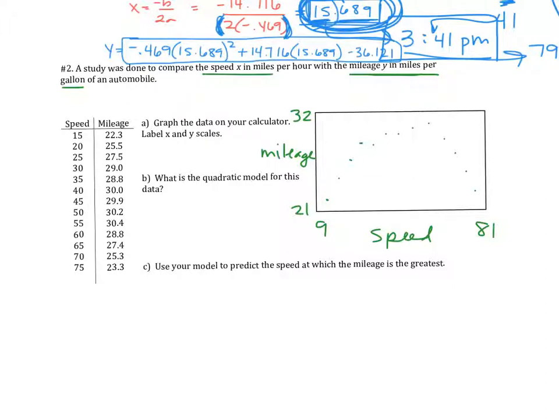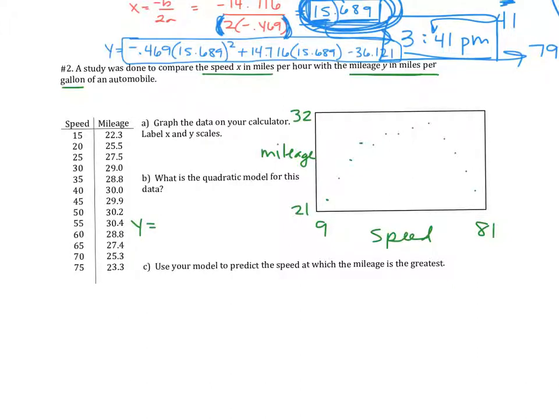So that's part A. Part B, what is the quadratic model for this data? So you're trying to come up with your equation. You gotta go to stat, then calc, and then quadratic. Slow down. Stat, calc, 5, QuadReg. Then from there, calculate it. To the third decimal. You get an A, a B, and a C, 3 decimal places. That's going to look like this.